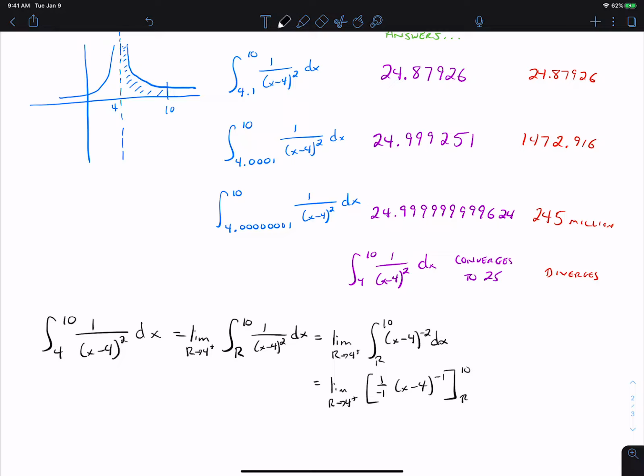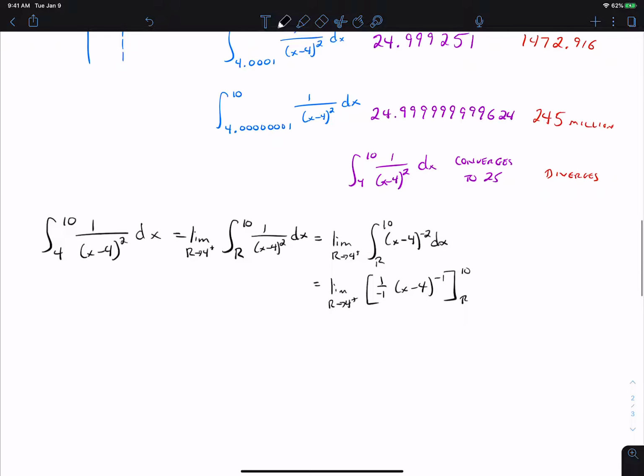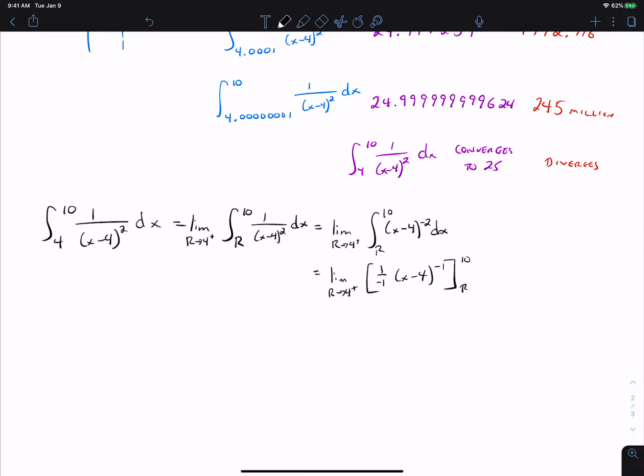Now, we're allowed to do that here because r is not 4. r is something that is close to 4, and it's to the right of 4. So between whatever r is and 10, the function inside the integral is continuous. So we can apply the fundamental theorem of calculus and do this. So now we're going to simplify that.